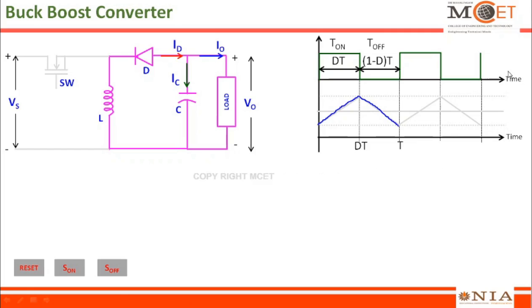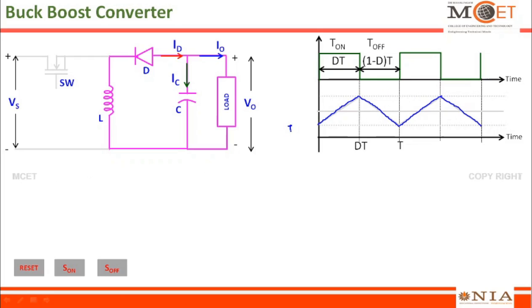Once it has reached this point, again I am going to turn on the switch, which makes the inductor charge again. So the inductor current will slowly increase from minimum value to maximum value. Once it has reached its maximum value, again I will turn off, and again the inductor will slowly discharge. So the inductor current is increasing from minimum value to maximum value whenever the switch is on, and it is decreasing from maximum value to minimum value whenever the switch is off.